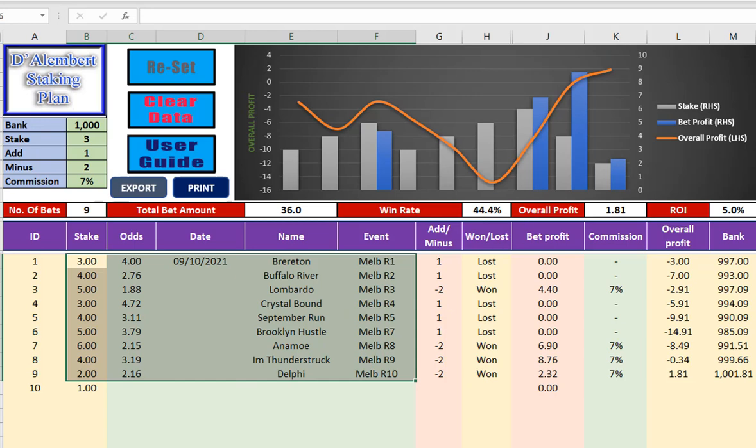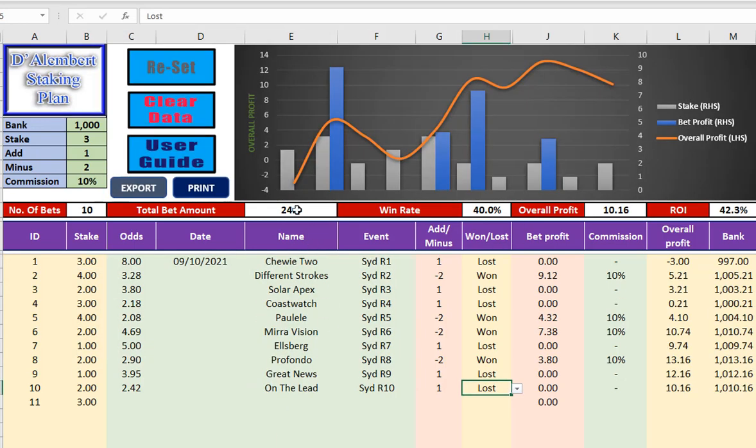So that's Melbourne. If we click on to Sydney, we had 10 bets, 24 units spent. Win rate was 40%, so we had 4 winners in the 10 race card for a 10 unit profit or 42% return on our investment. So you can see where the blues are missing, they are the races that we didn't have a winner, and the orange one is our overall profit.